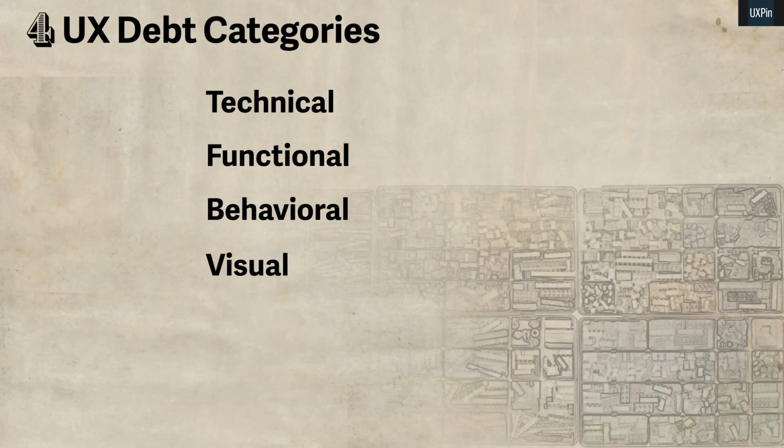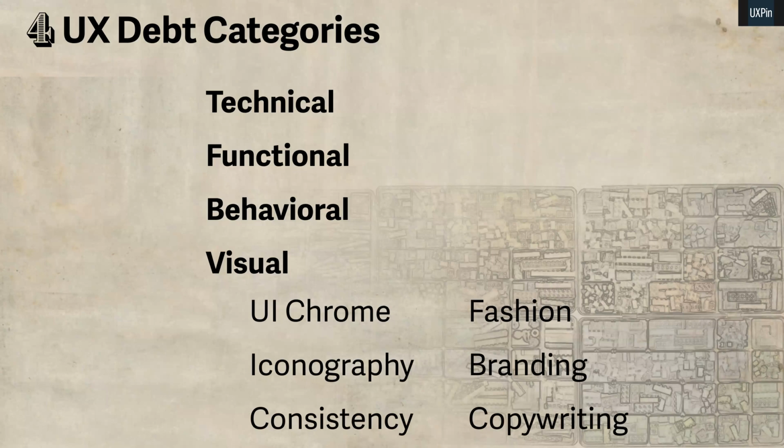And then there's visual. Your UI chrome, the iconography, visual consistency across your UI, even fashion, right? Are we going to go flat this year? Your branding plays into this. Does the visual branding within your UI match the branding that your organization is putting out? And copywriting plays into this as well.